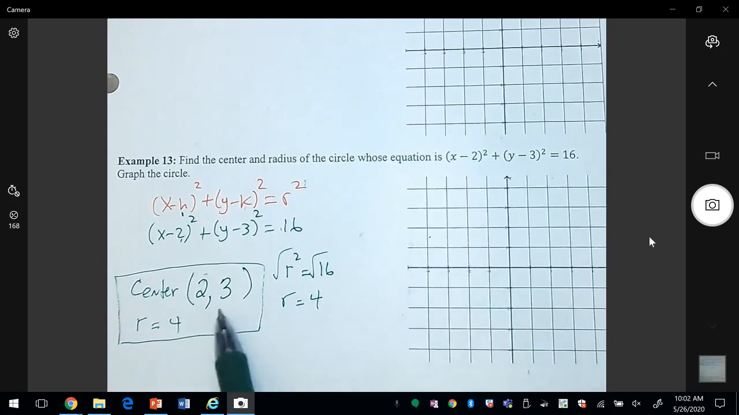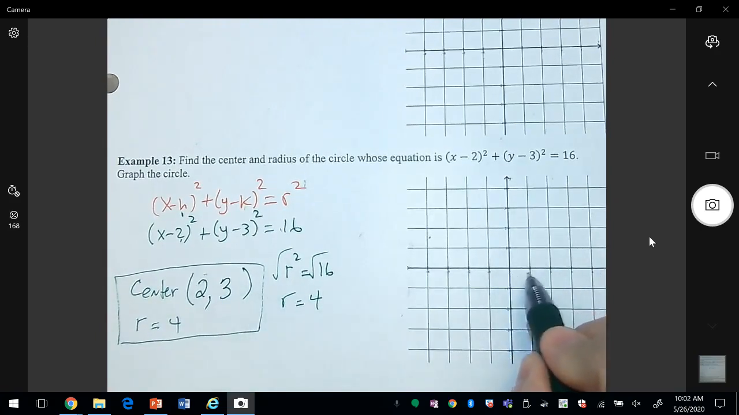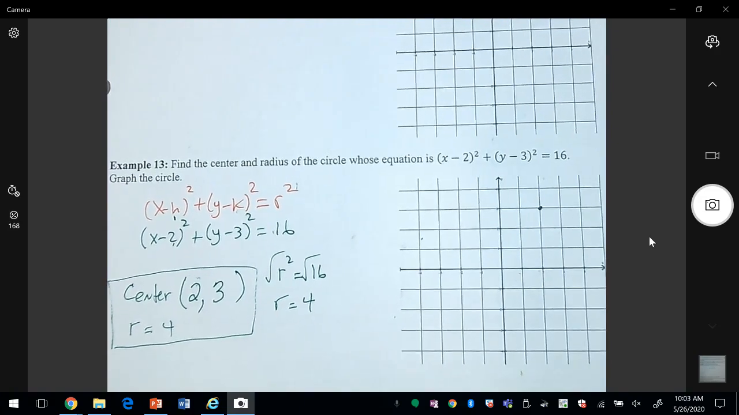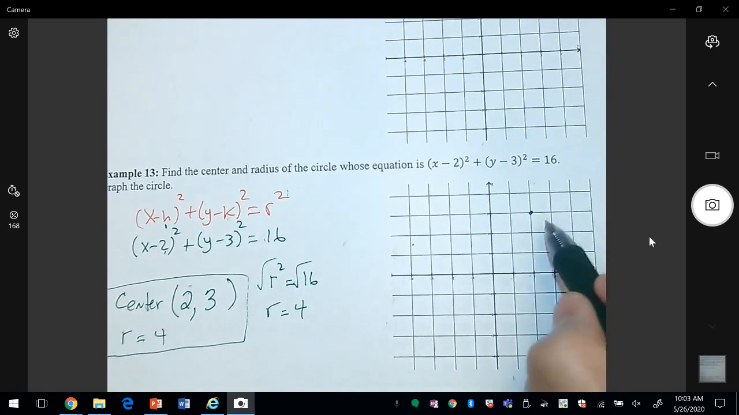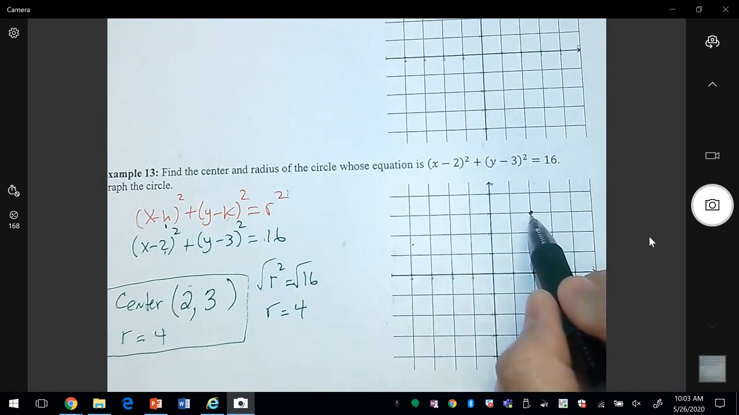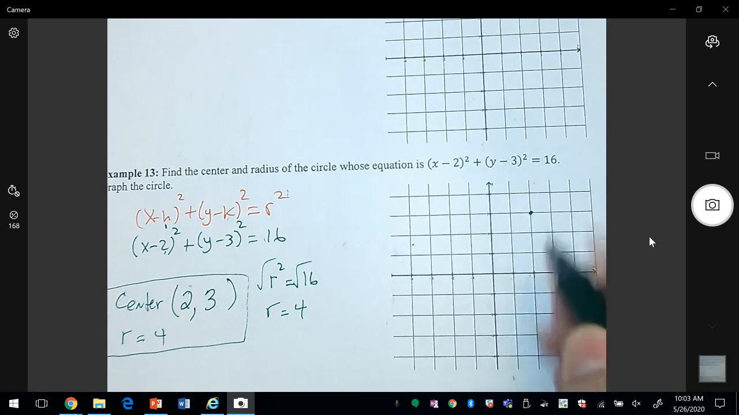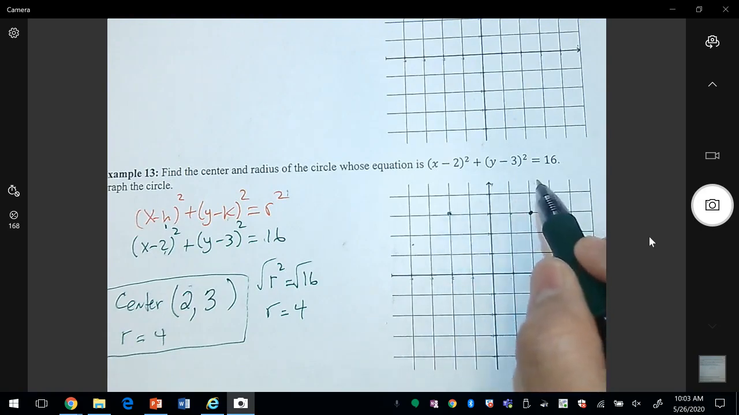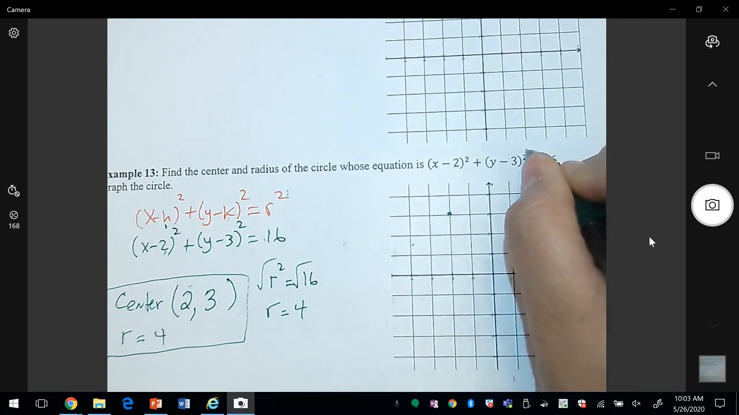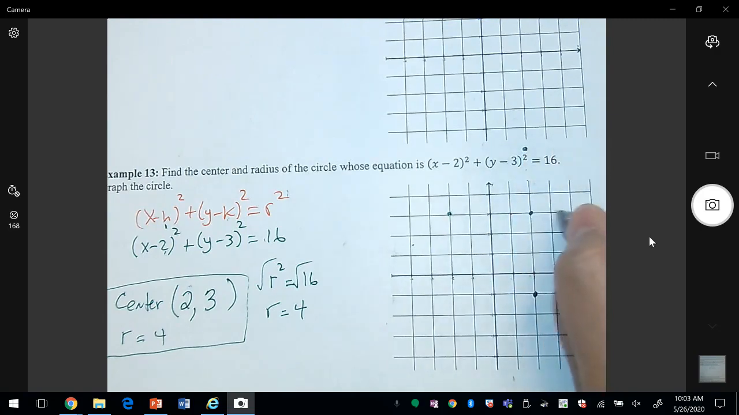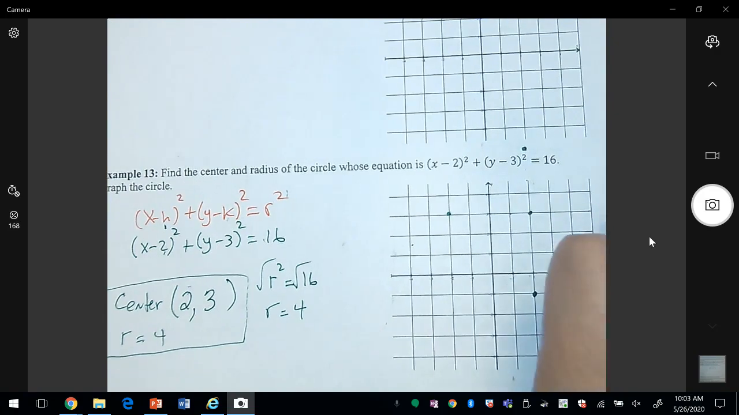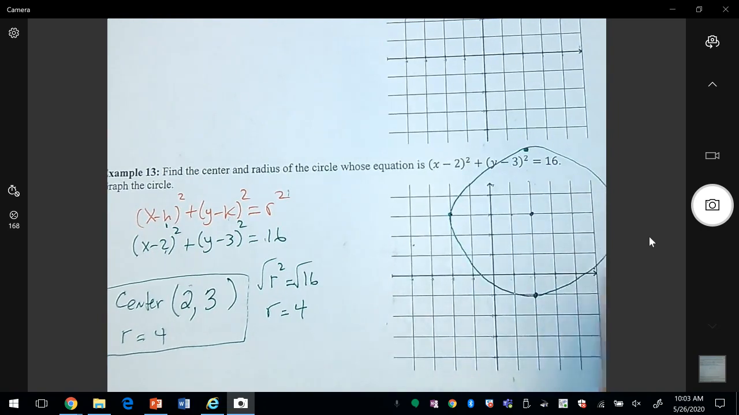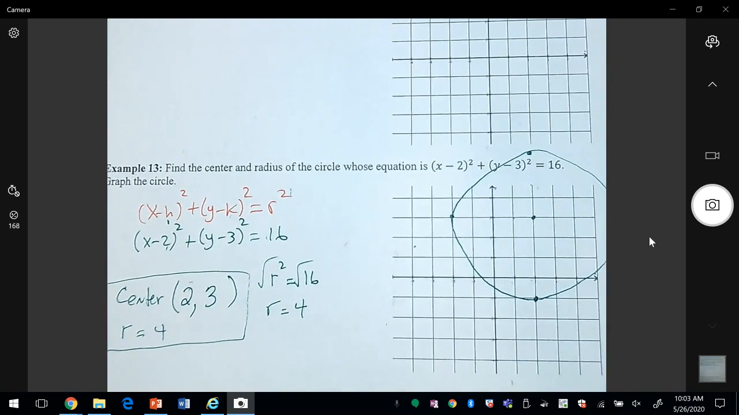So first, you want to plot the center, which is 2 and 3. So I'm just going to put a little dot here. And then the radius is 4. So the radius is going to give us the outside of the circle. So from the center, you want to go down 4. You want to go to the left 4. You want to go up 4. So let's say about over here. And then to the right 4. And then we can draw the circle by connecting those outer points. Okay, so that's going to be your circle.